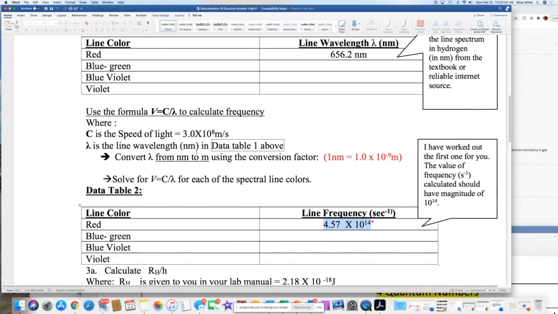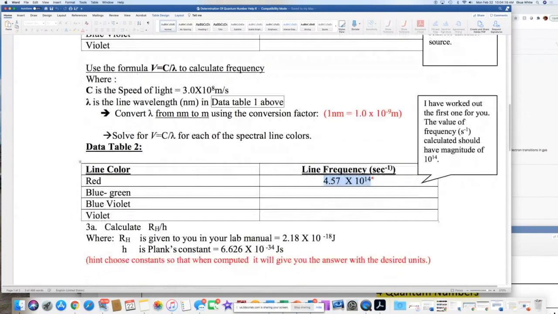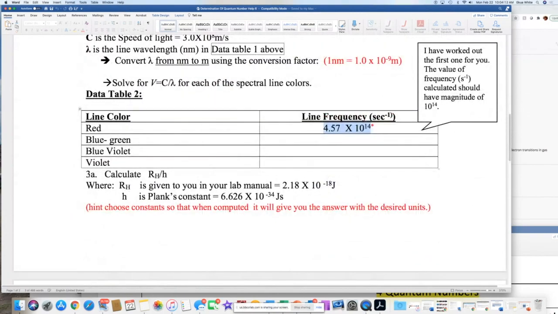Many times y'all forget to use parentheses with your scientific notation. So I put this here and I tell you, make sure you work it out so you have the magnitude of 10 power 14. If you do get the first one right, use the same method to get the other 3. Okay? And I tell you what to do with step 3A.